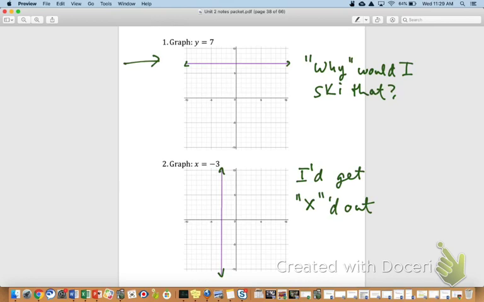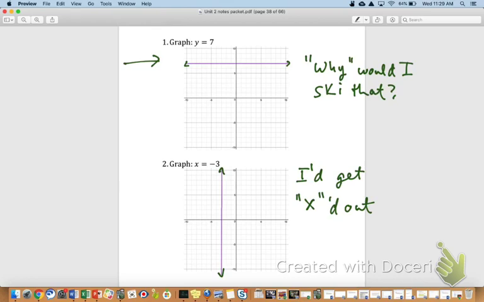So it's just a cutesy way. If you look at that and you're like, that's stupid, I don't want to remember it that way, more power to you. You remember it the way you want to, and I'm okay with that. This is just a way that some students have been like, oh yeah, this is the why would I ski it thing, and I don't want to get X'd out thing, and that helps them remember it. If it doesn't help you, it doesn't hurt my feelings. You just remember it a way that helps you.